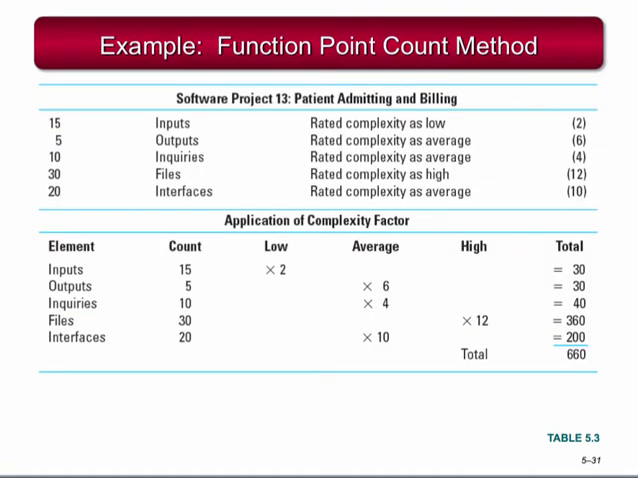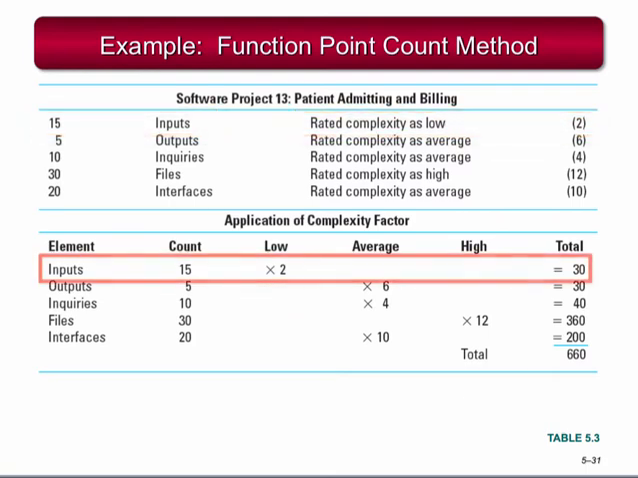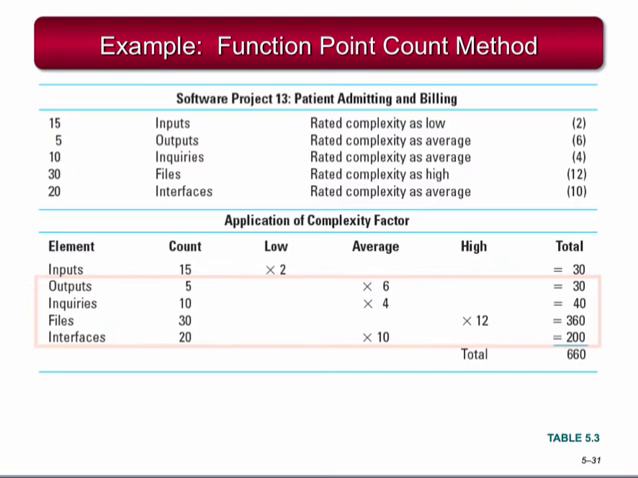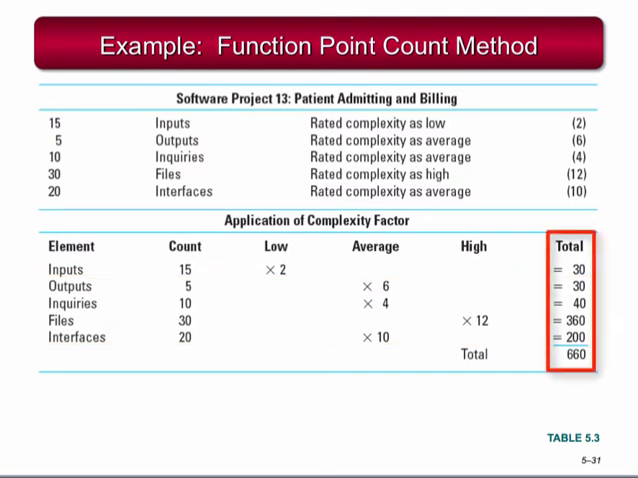Here's a completed function point form using the formula we just discussed on the last slide. You can see the number of inputs here is 15 and its rated complexity is low. Therefore, they multiplied 15 by 2 for a total of 30. They then continued to do the same thing for the remaining elements, ending with adding the totals up to provide an overall total. The overall total is used in association with the historical data to determine cost and time estimates.